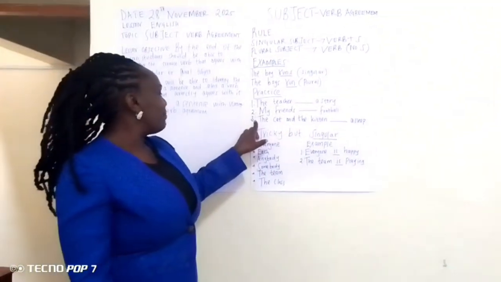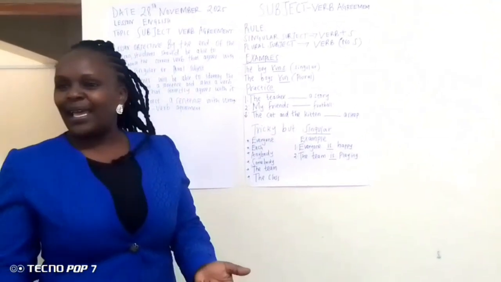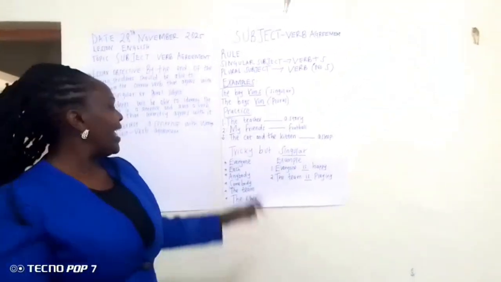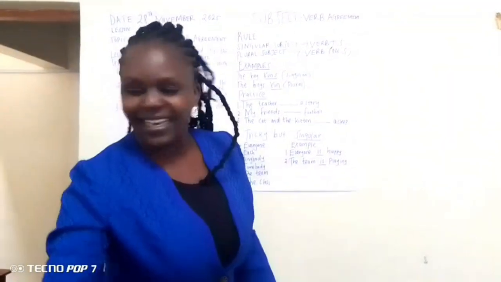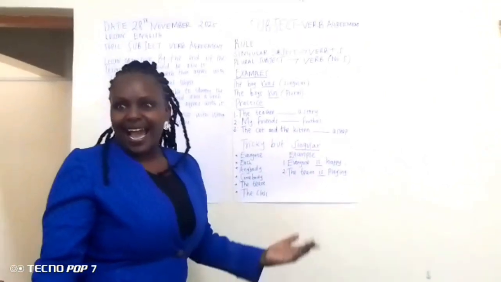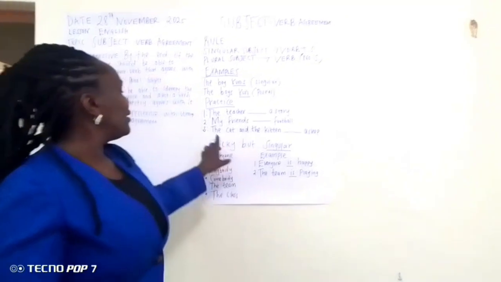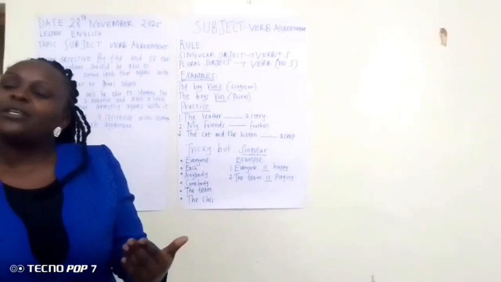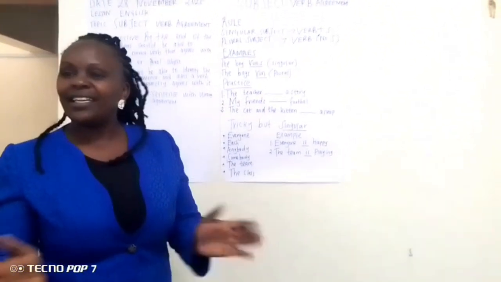Let's look at practice number three. The cat and the kitten dash asleep. The cat and the kitten, how many are they? We have two subjects, and therefore it is plural. So can we fill in this? Jane? Yes? The cat and the kitten are asleep, because are is plural. And since we have the subject, the cat and the kitten, which are two, which means it is plural, that is why we have the verb are. Can we clap for Jane?